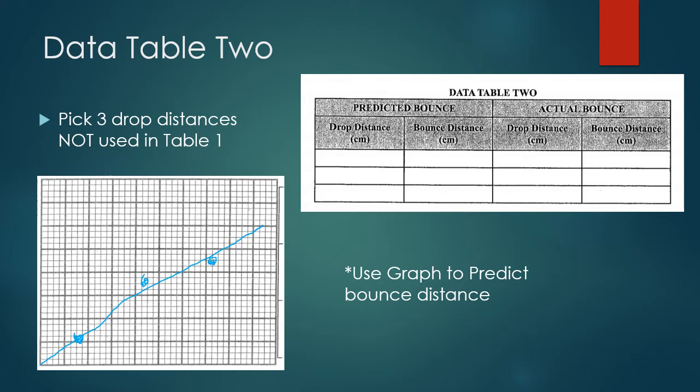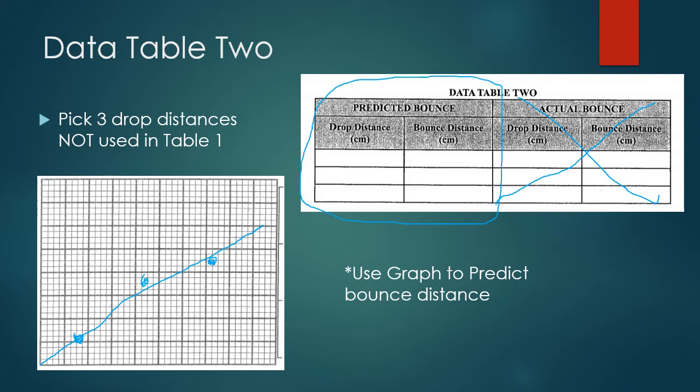All right. So what you're doing in data table 2 is we're going to ignore the second part of this data table, this actual bounce portion. You can just cross that out. We're not using it. It's not graded. What we are going to use is this predicted portion. That's what we're filling out right now.